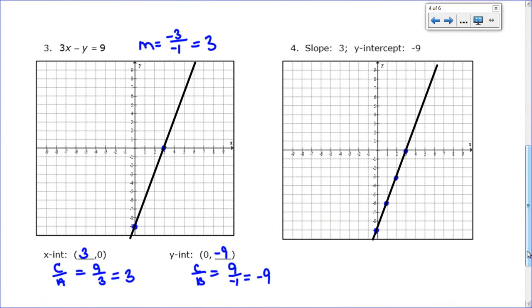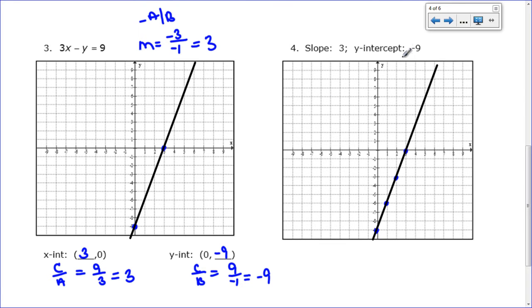Now, number 3 gave me standard form. The easiest way to graph given standard form is to find the x-intercept and the y-intercept. Use the shortcuts so that you can quickly find them. I plotted those two, and then I just did rise over run to find the slope. I can also use my shortcut for slope, negative a over b, to find my slope.